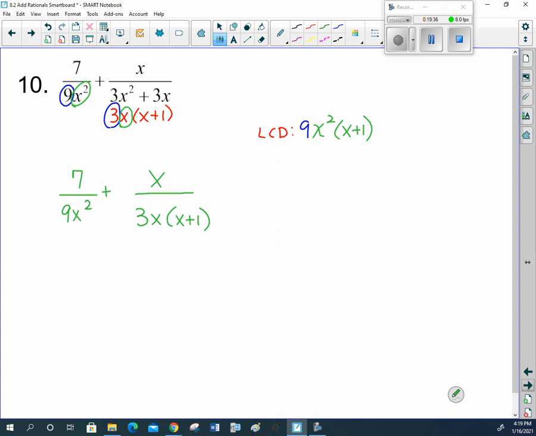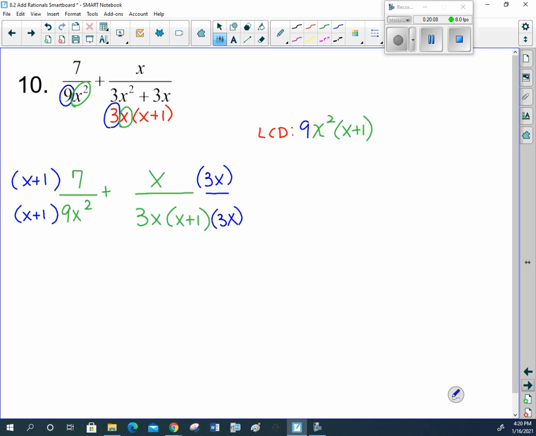All right. So we want it to be 9x squared times x plus 1. So if I look over here on the left, I already have the 9x squared. I'm just missing the x plus 1 piece. Okay, over here on the right, it looks like I got 3x times x plus 1. So the x plus 1s are matching up. To get a 9, I would have to multiply by 3. And to get an x squared, I would have to multiply by x. So I'm going to have to multiply that by 3x.